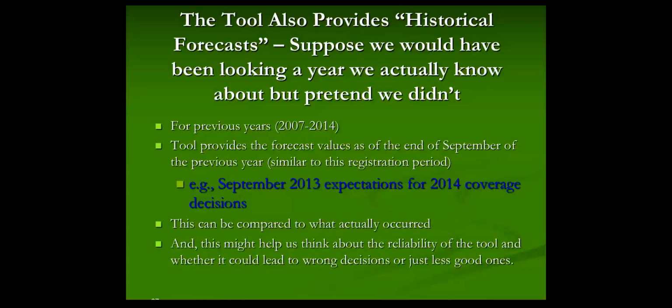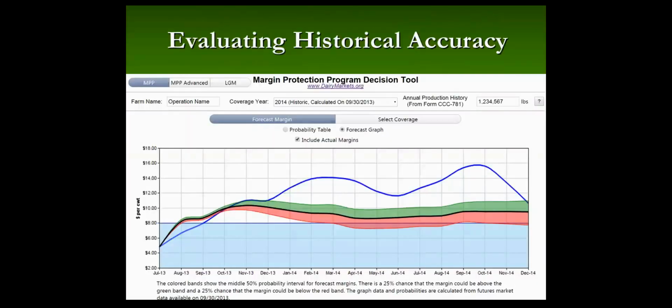All right. You can also do historical forecasts all the way back to 2007 for the end of September. So it's saying, what would the tool look like if the markets on that September 30th deadline, what was the market telling us about that next year? And you can go back and look at this to analyze how well the tool is actually working. And this is 2014 for the coverage year and so forth.